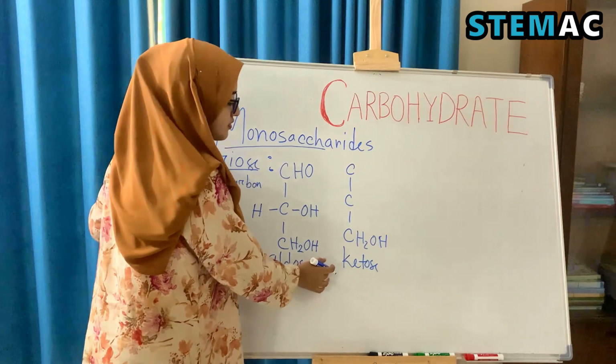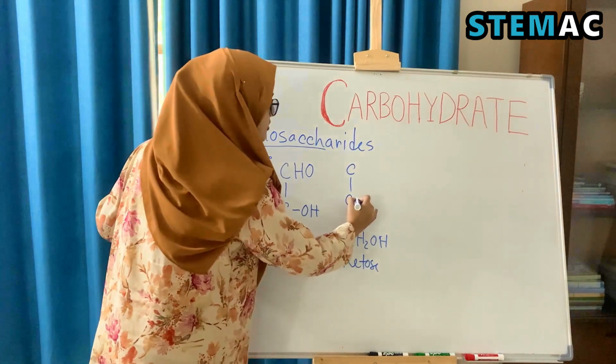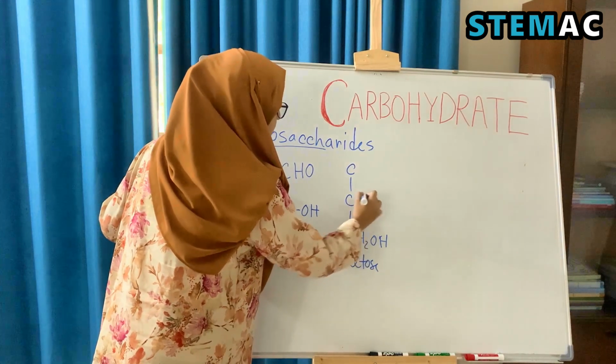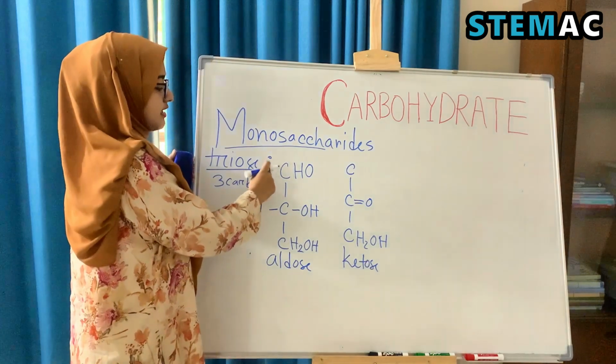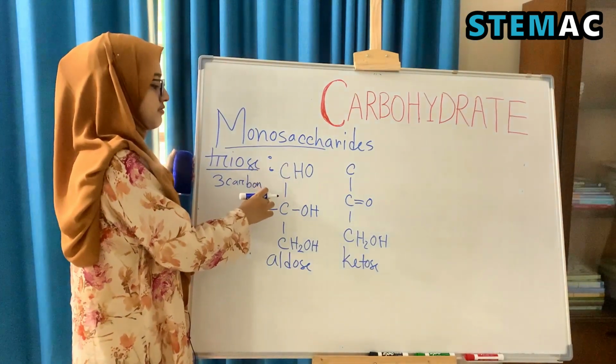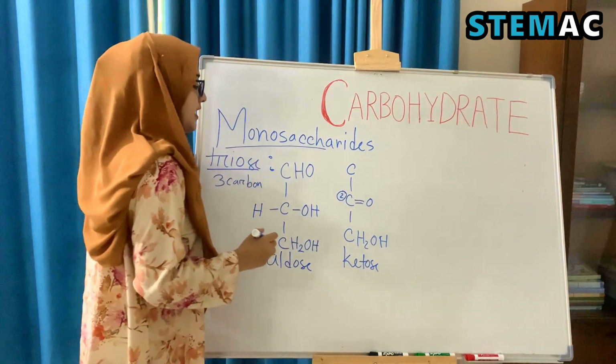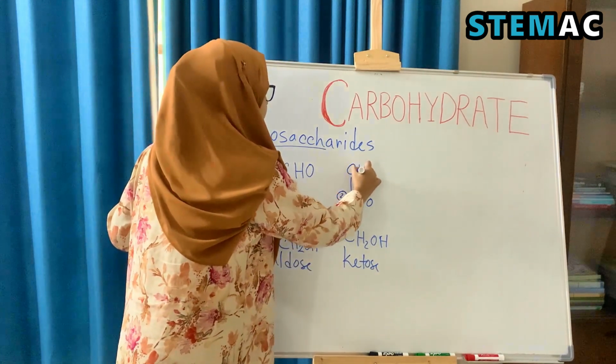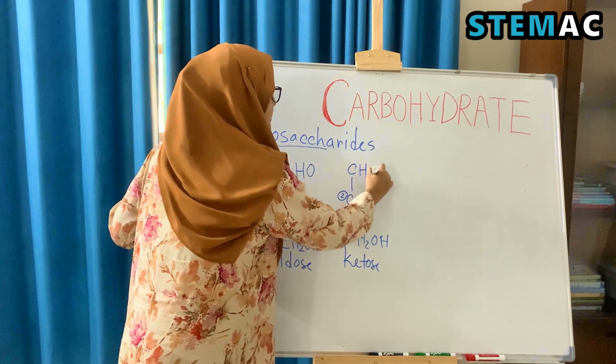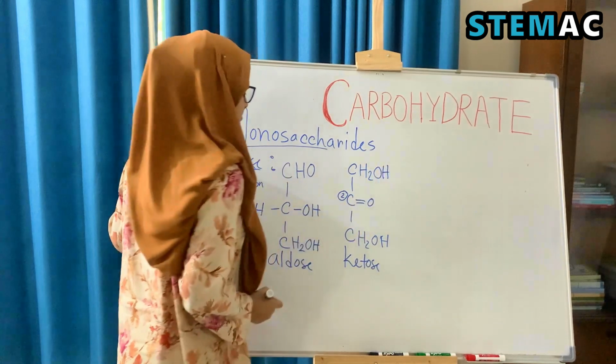And for ketose, the ketone group will be at the second carbon. It's a bit different from this one, as the carbonyl group was at the first carbon. So here the second carbon will have the ketone group, and the first carbon will be the same as the last carbon.